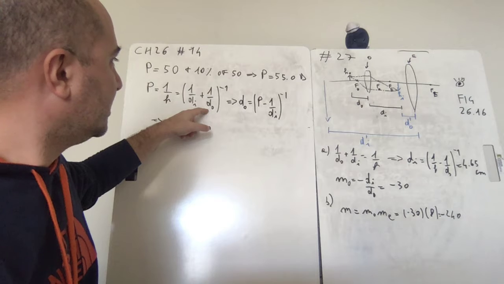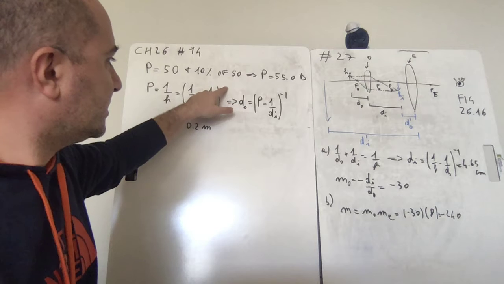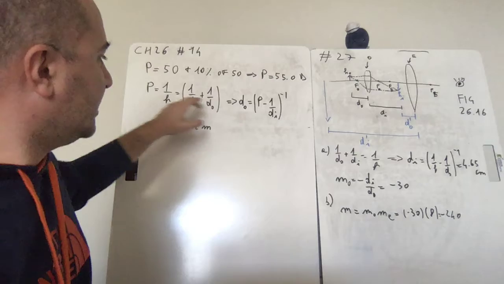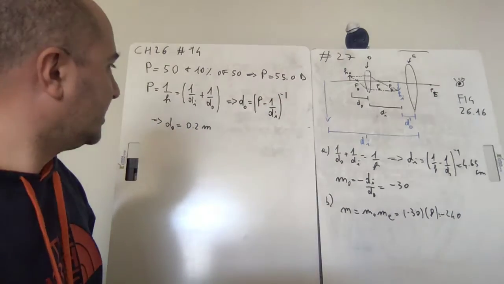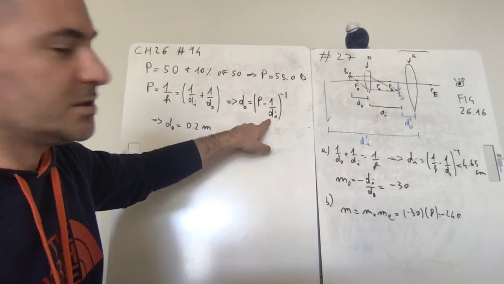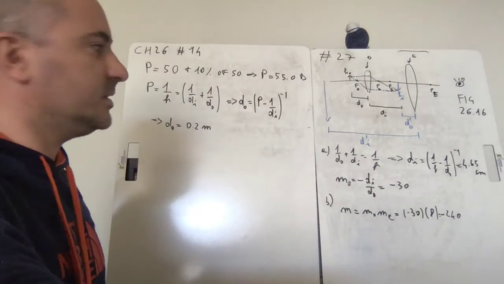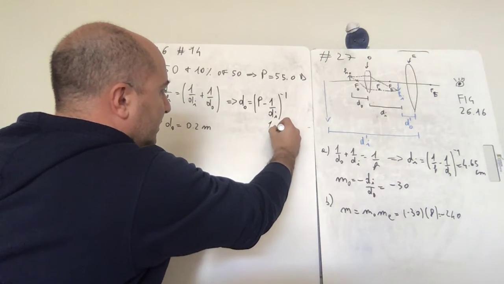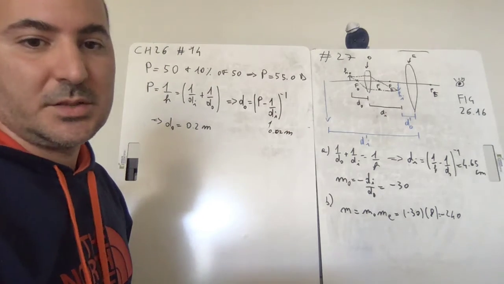1 over do, like this. And so do is P minus 1 over di, everything to the minus 1. That's the distance of the object. If you plug in the numbers, 55 diopters, the distance of the image, which is the distance in the eye, and even in this case, the eye is 0.02 meters. So the distance of the object is 20 centimeters.